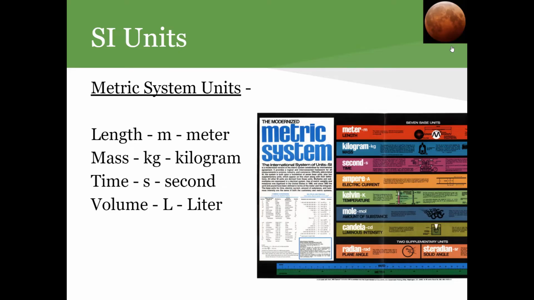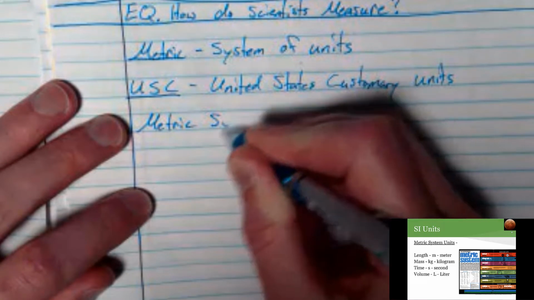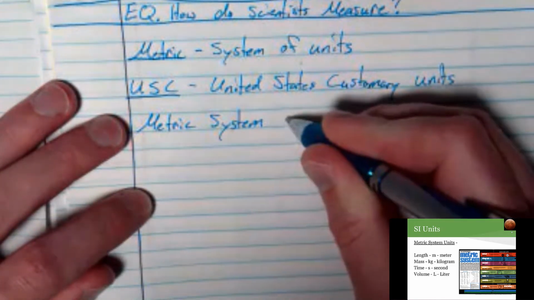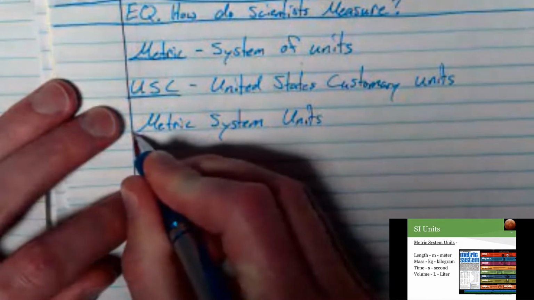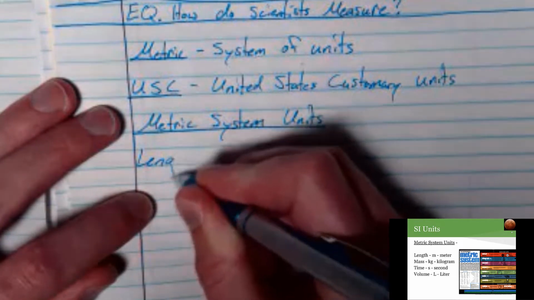So the metric system has a certain set of units and places that we use them. This picture on the right is really helpful because it shows a bunch of different ones. But we're not going to use all of them. That's pretty advanced stuff that you'll see there. But we will be using several of them. So let's break it down into the four main ones. So metric system units. Underline. And then let's go length first.